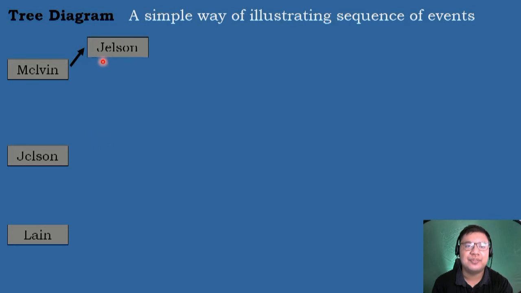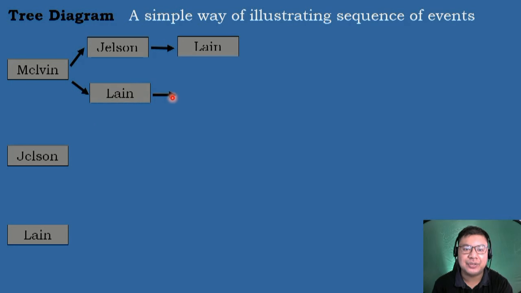So let's write Gelson first, and then we will draw another line here. Melvin, Gelson, and then the remaining one is Lain, so we will write Lain here. After that, we will draw a line here. So we have Gelson here, and obviously we will write Lain here. Followed by, we will draw another line, followed by Gelson. We have Melvin, Lain, and then Gelson.